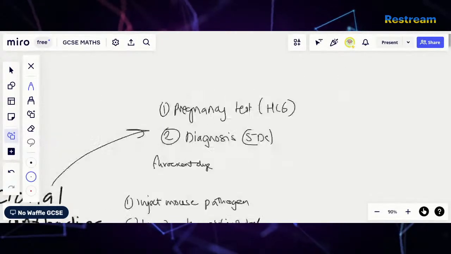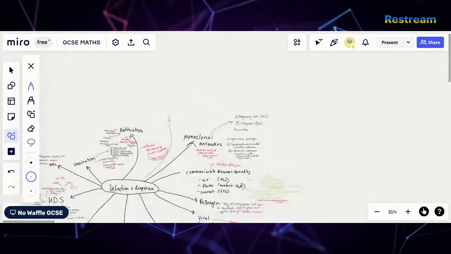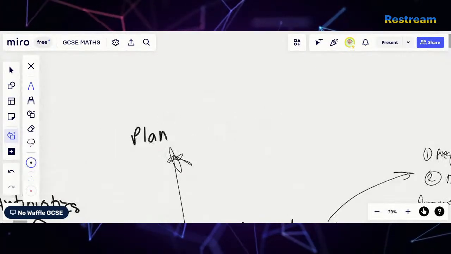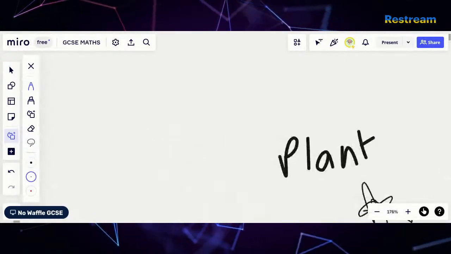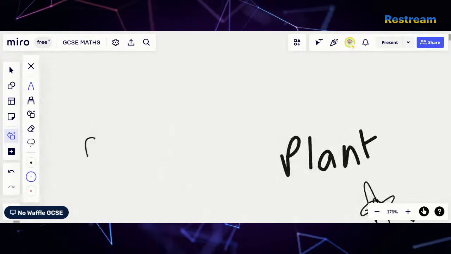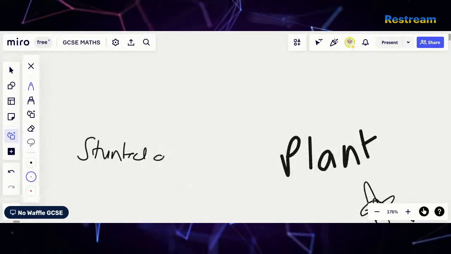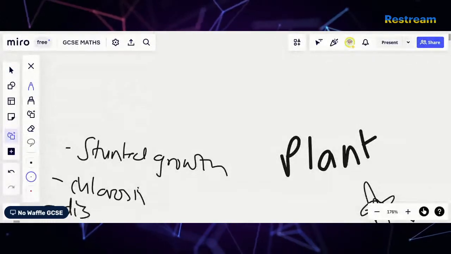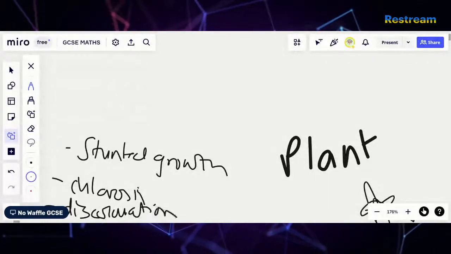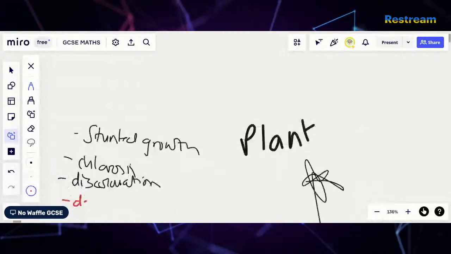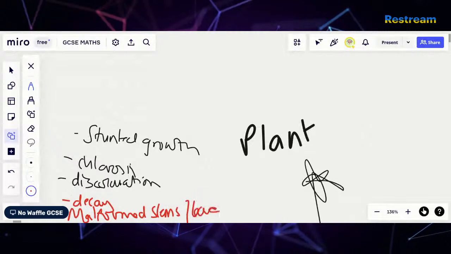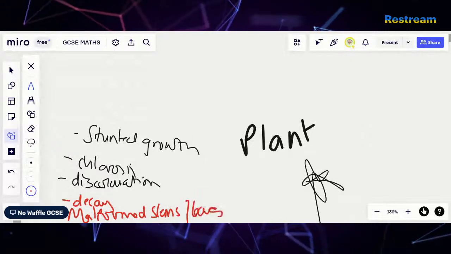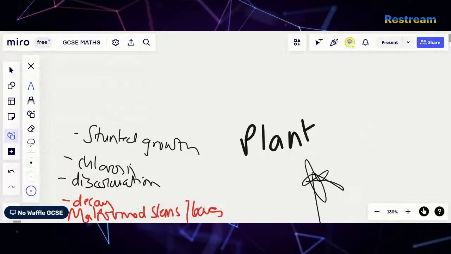Finally, just going on to plants. Plant diseases, we looked at a lot of them, but common signs of plant disease are things like stunted growth, chlorosis, discoloration, areas of decay, malformed stems or leaves. You can identify what disease a plant has by using a manual, a website, and things like that.